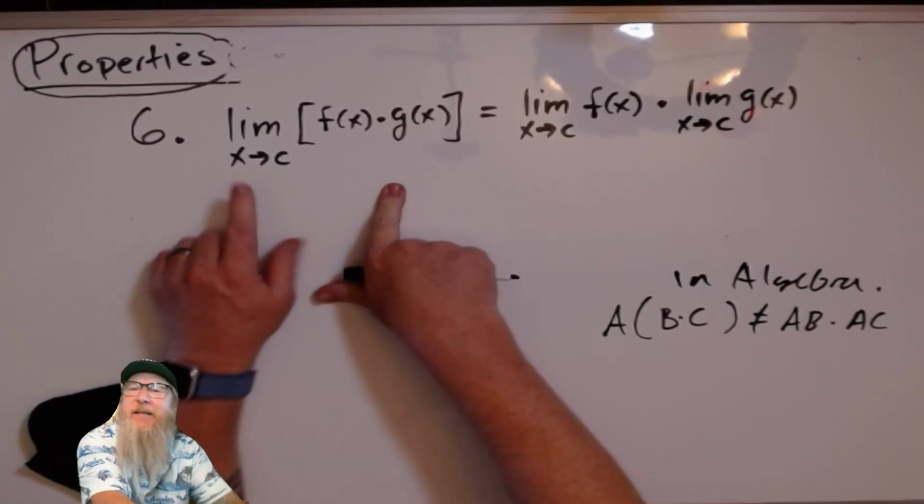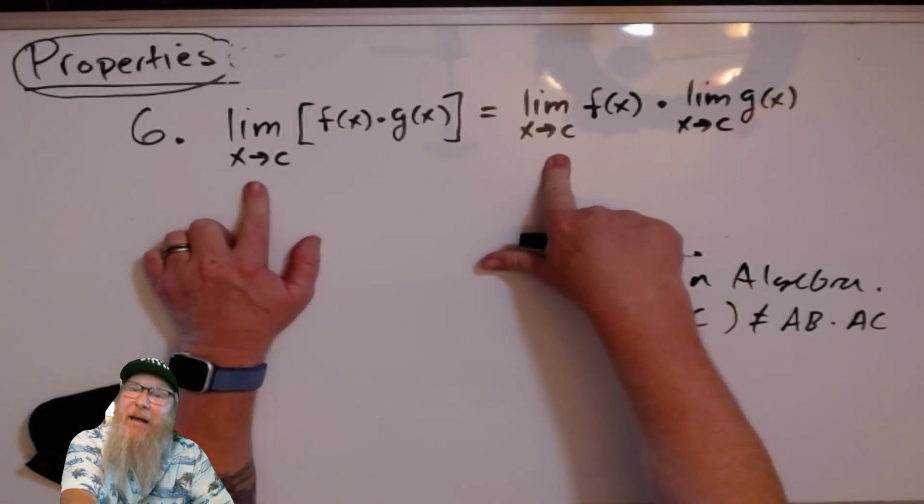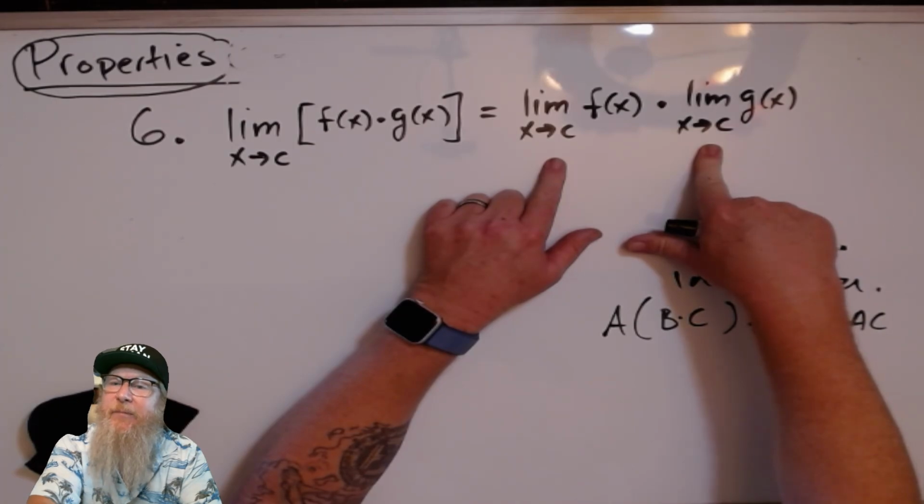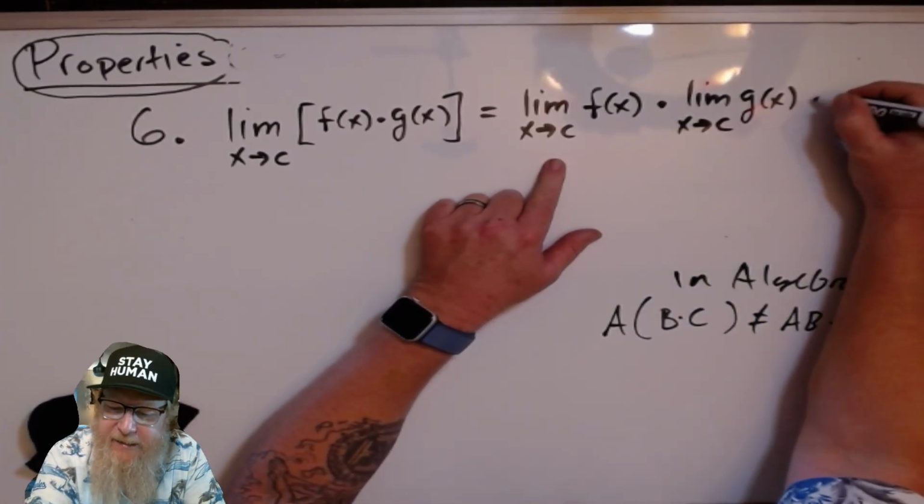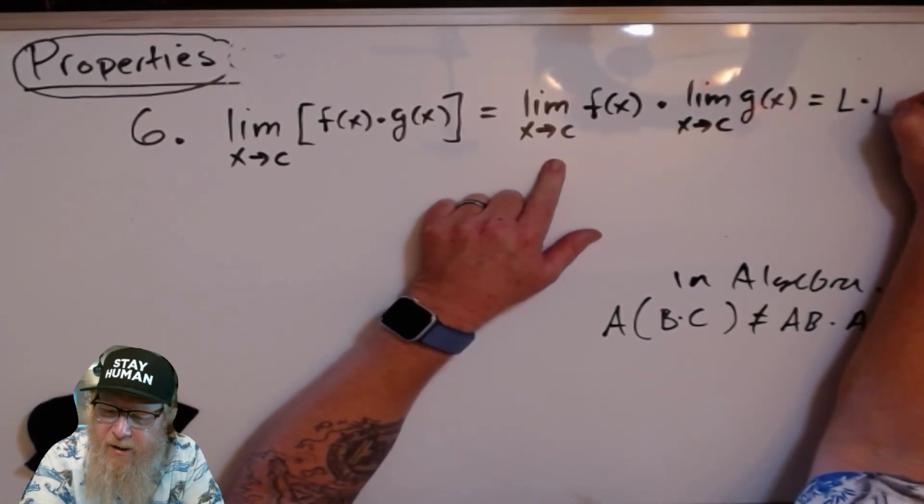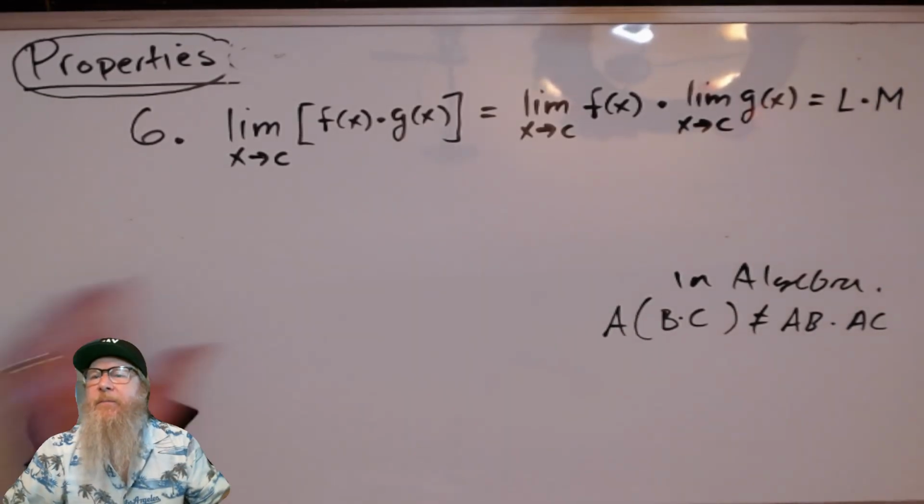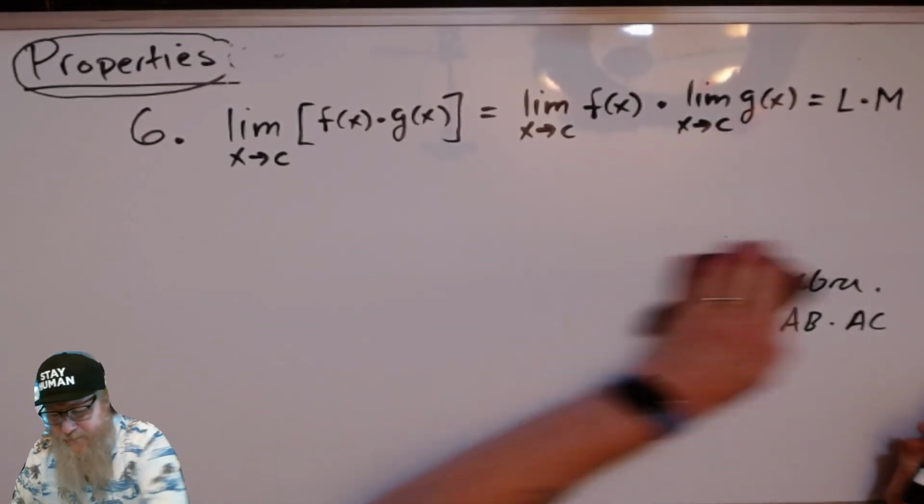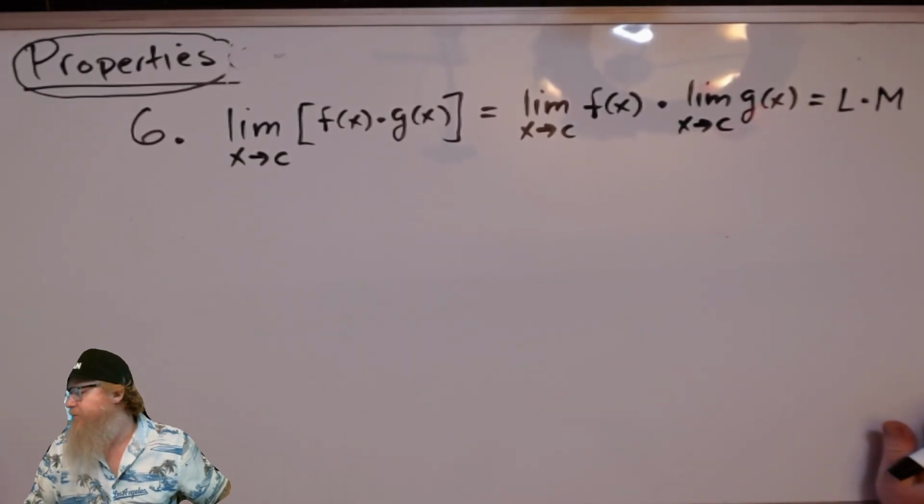But in calculus, this is a limit, and so for a limit, it is true. The limit of FG is the limit of F times the limit of G. And again, since we know what these limits are, we know that for F, the limit is L, and for G, the limit is M. We know that that's true.